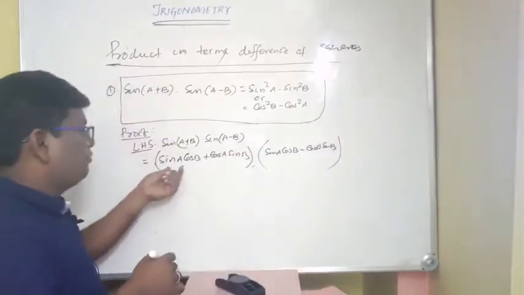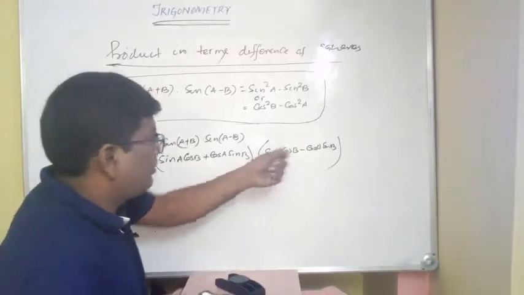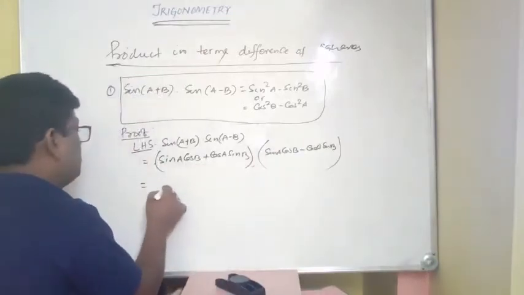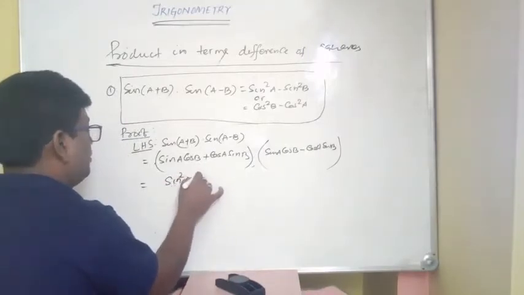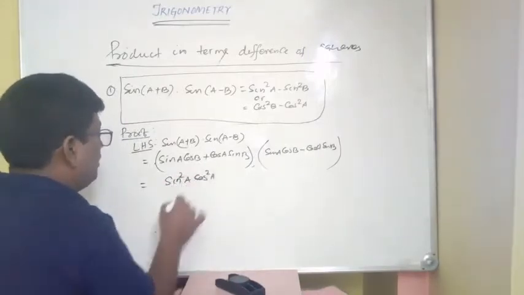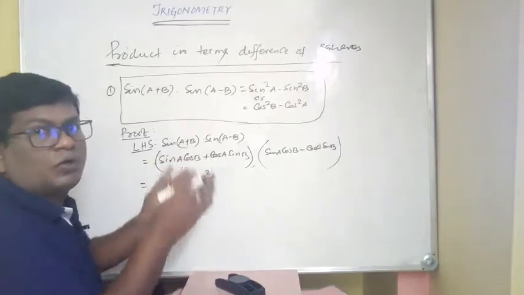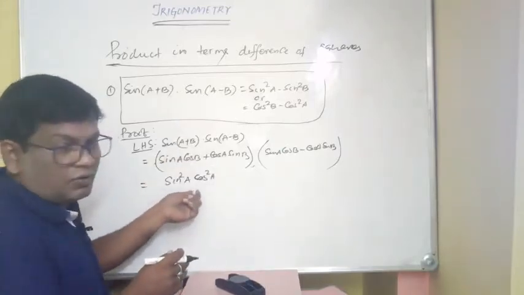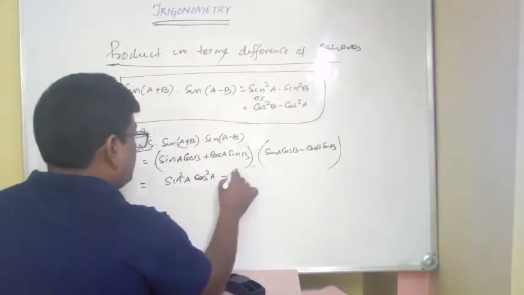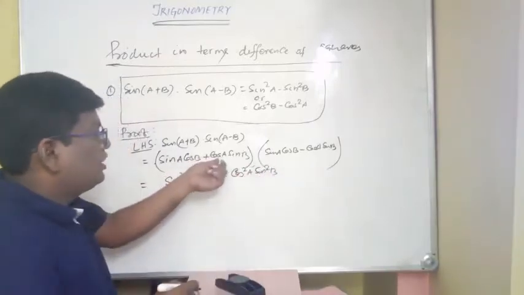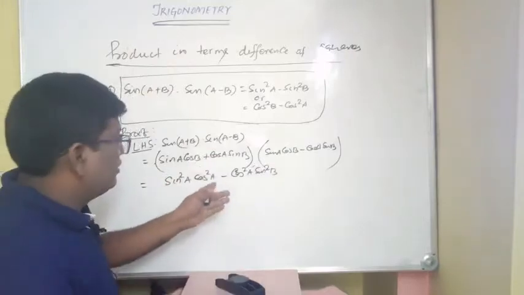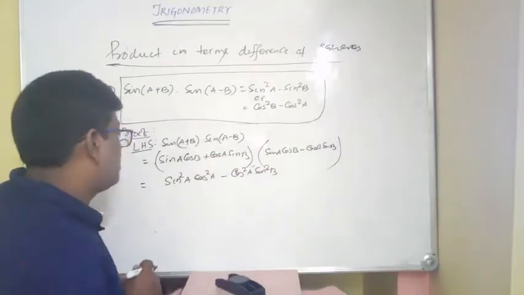So (A+B)(A−B). Apply the formula for A square minus B square. This is equal to sin A cos B, the whole square, minus cos A sin B, the whole square. So we can write sin square A cos square B minus cos square A sin square B.